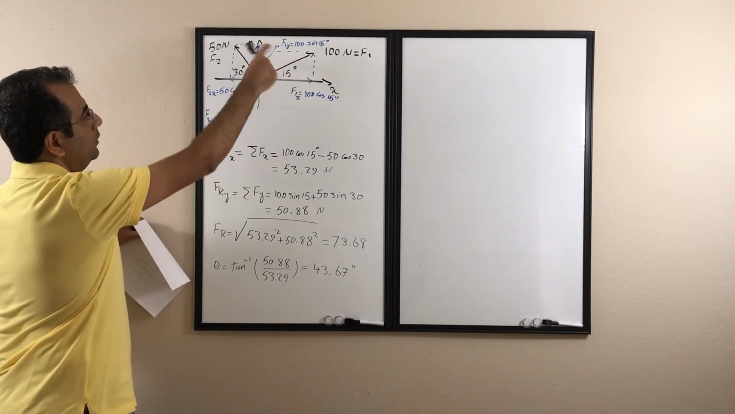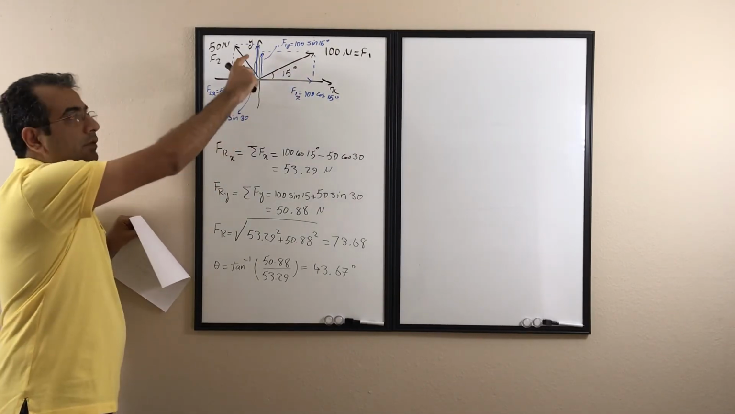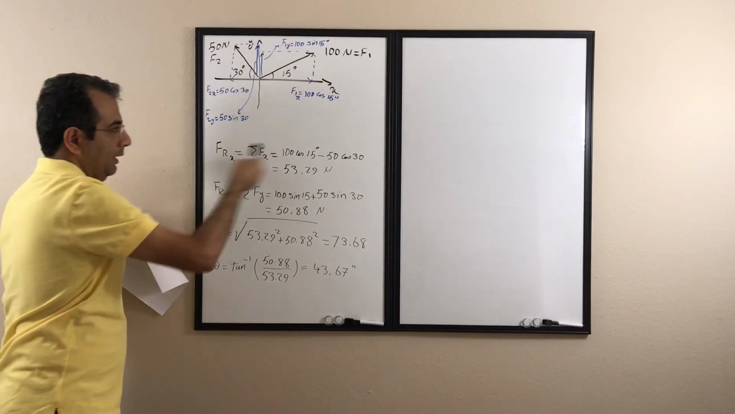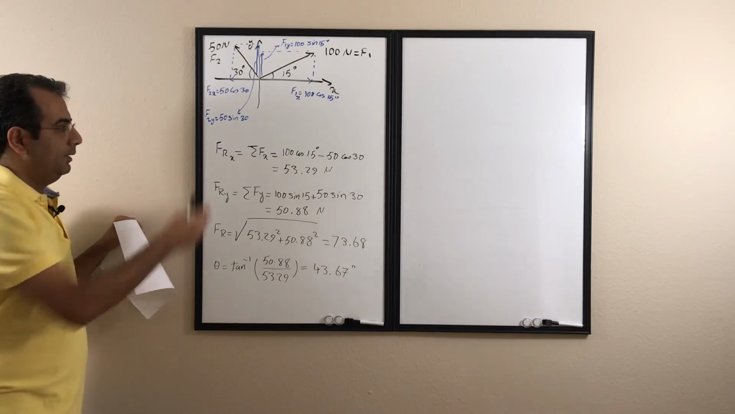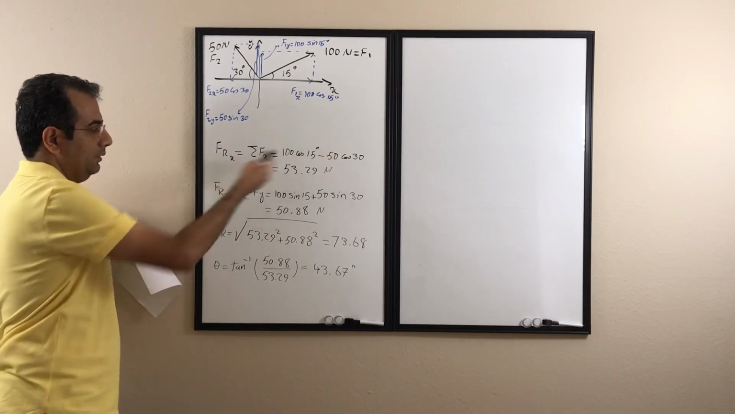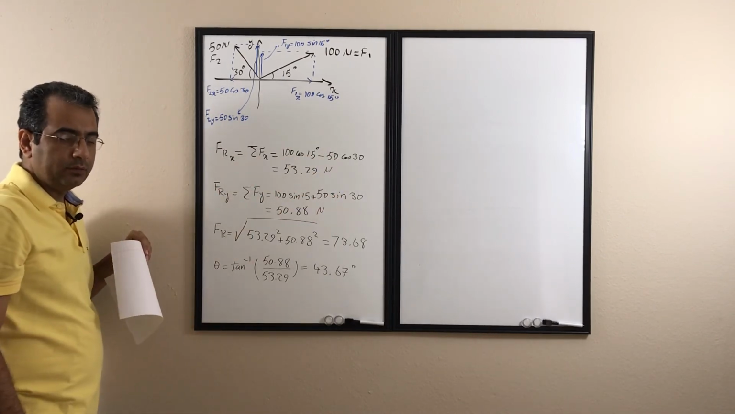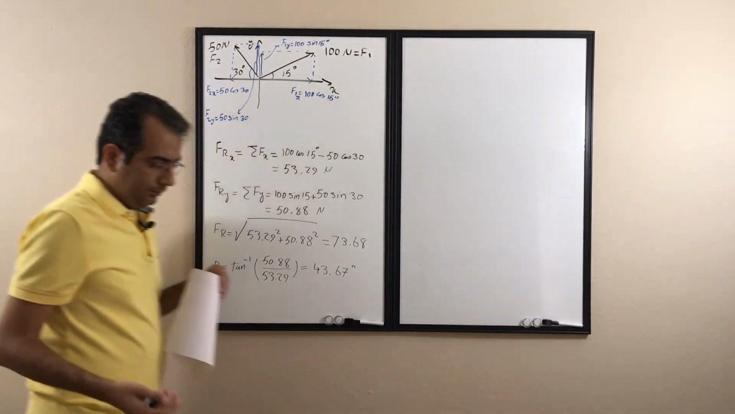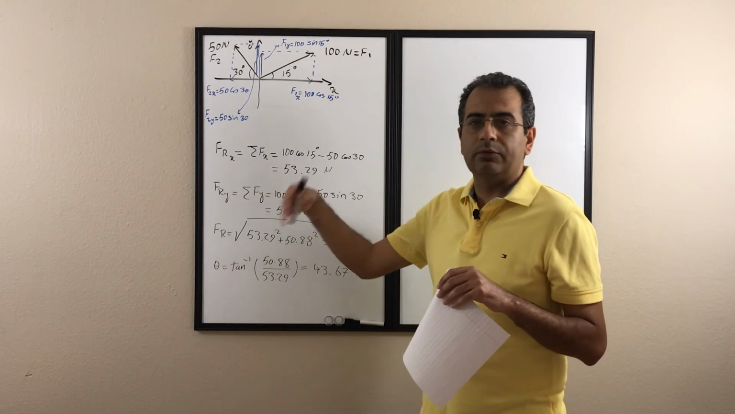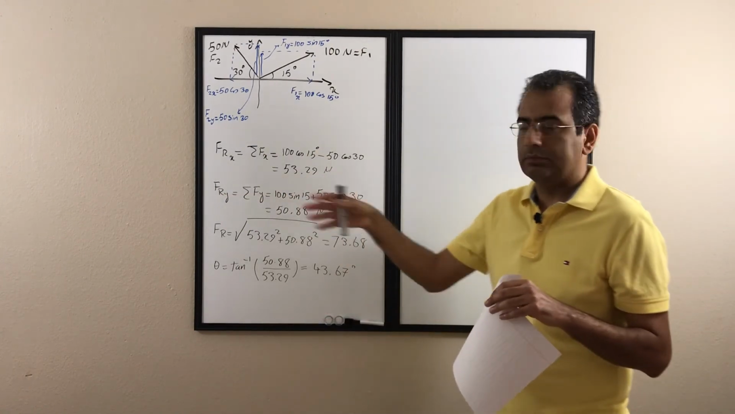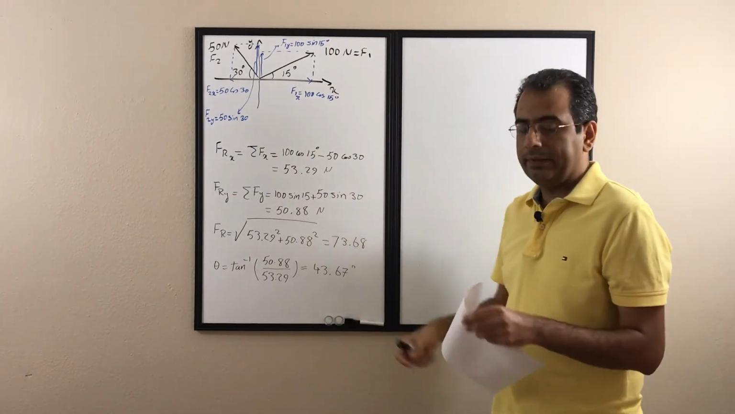So we find the component of each vector on the x and y, add all the x components together, add all the y components together, and that gives the x component and the y component of the resultant force. It's a very similar method if you have 2, 3, 4 forces, just the same procedure: find the components and add them together.